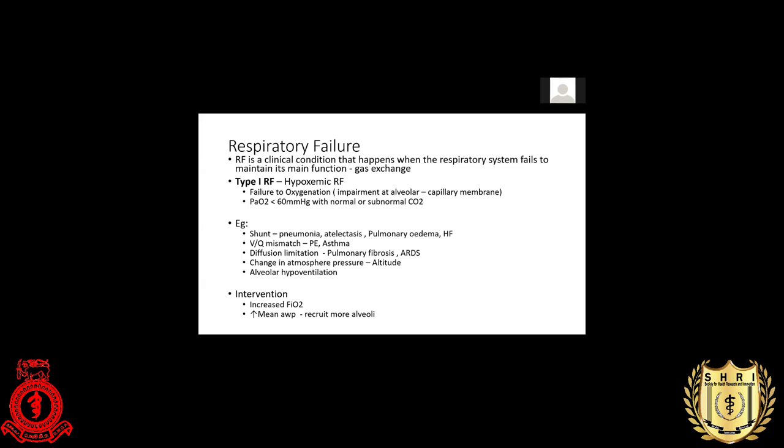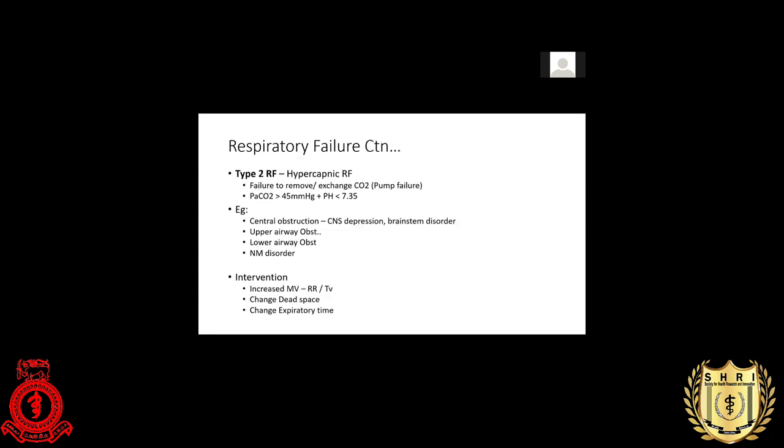So how can we intervene in this situation? Increase the air supply to the patient, that is FiO2, and also increase the mean airway pressure. That will recruit the alveoli, improve the oxygenation, and fix the patient's problem. And the second type is type 2, the inability to exchange carbon dioxide due to pump failure.